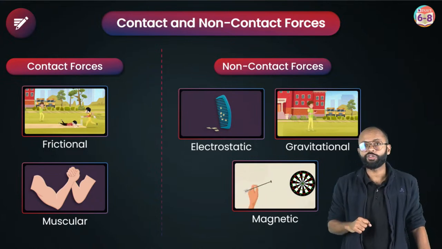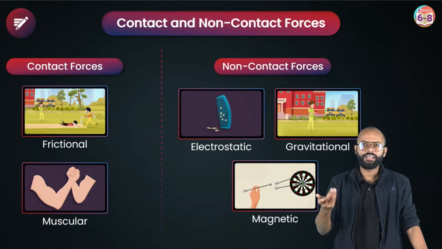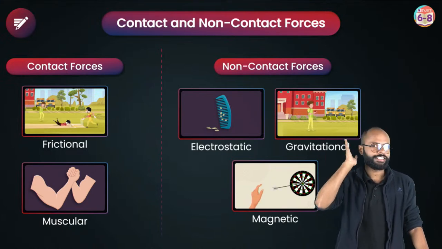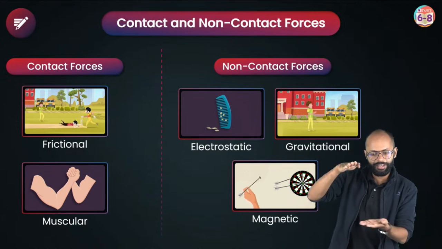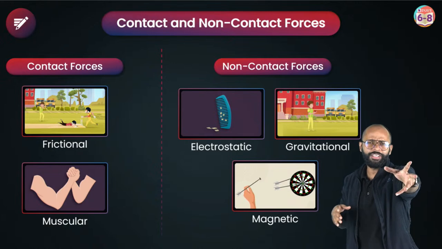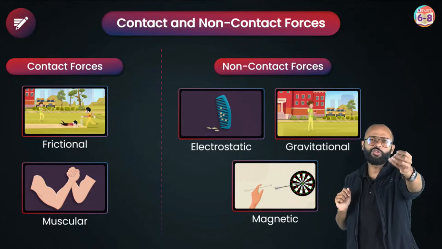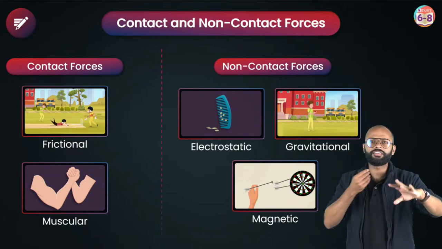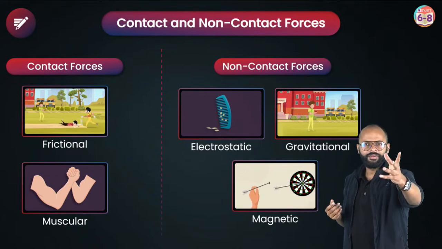Ab non-contact kaun se hote hai? Kitne logon ne wo kiya hai? You have taken a scale and rubbed it on your head, and then taking it near the bits of paper, the paper bits start to get attracted towards the scale. Bahut logon ne kiya hoga ye. Scale se kar sakte ho, comb se kar sakte ho. Main jab karta hu main yahan se karta hu, theek hai? So you can do that. What is this?